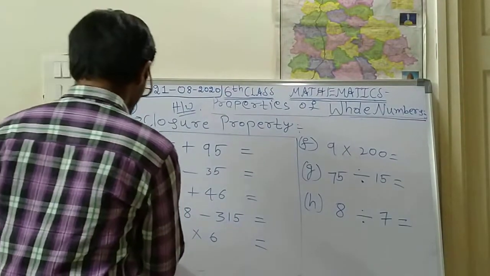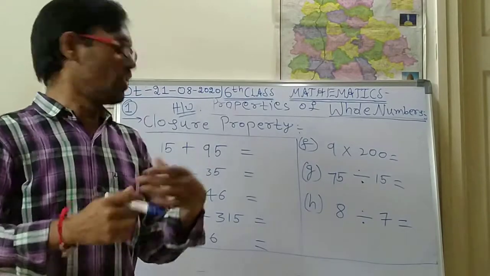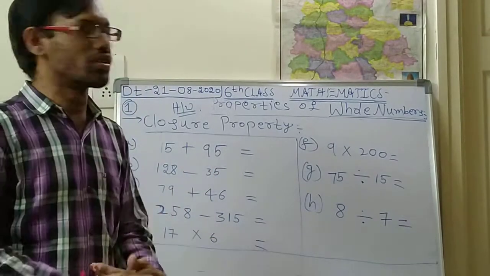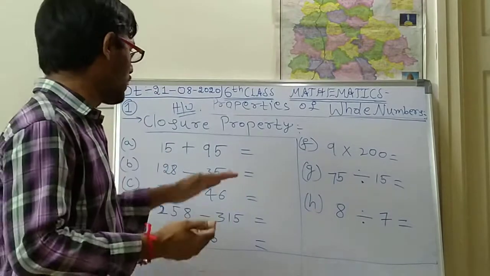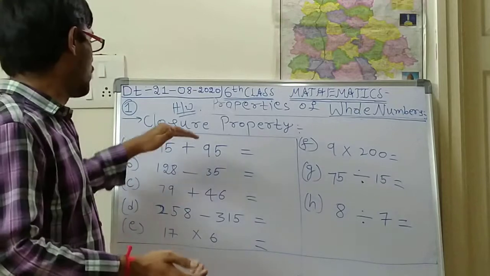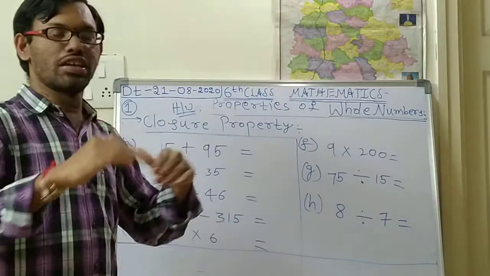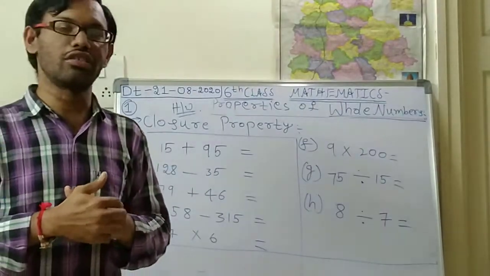So this is your today's homework, children. Try to do it very easily. If you have any doubts, recall my class once again so that you will understand. In the next class we shall go on with the next property. Today the closure property is completed. One more interesting property is there.